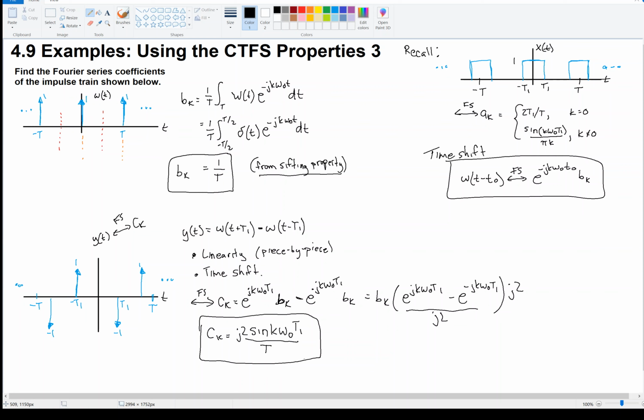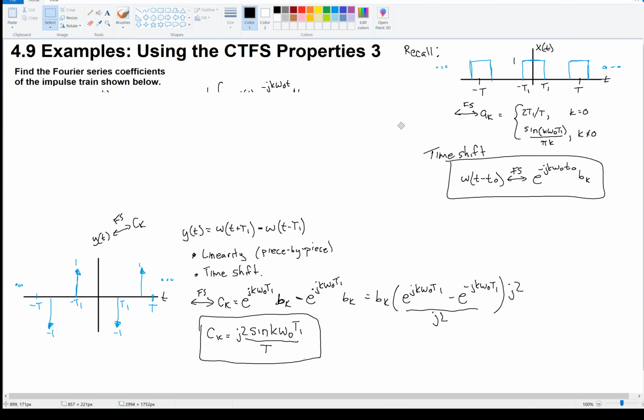Now, let's continue, and I'm going to delete the impulse train, this first one. So feel free to pause the video if you need to. But I need the work that we just did. Now, is there a relationship between y and x? Is there a relationship between those two guys? Well, there is. Notice that the derivative of the square x of t is equal to y of t.